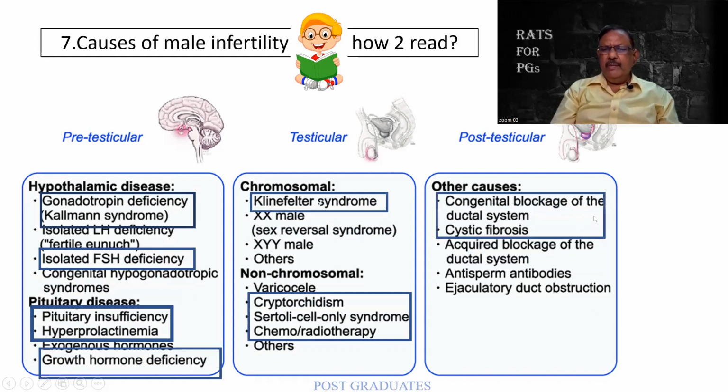Coming to this side, there can be a block in the ductal system, a cystic fibrosis or a mucoviscidosis. And there can be an acquired block also, anti-sperm antibodies or sperm immobilizing antibodies. These are things which we can have in mind. So already you have got a wonderful list with you, which can form a good part of your answer.